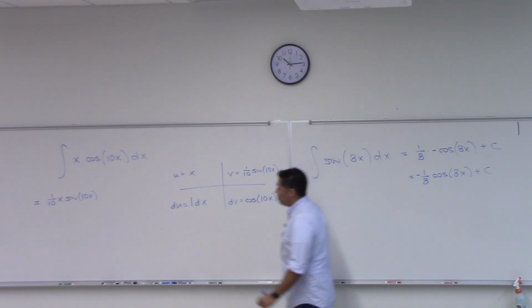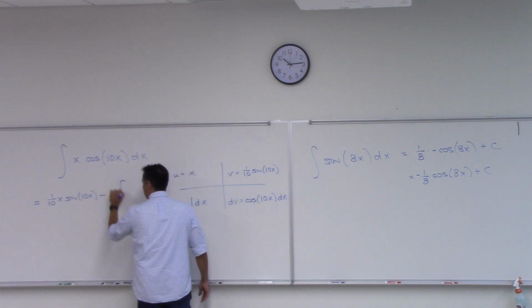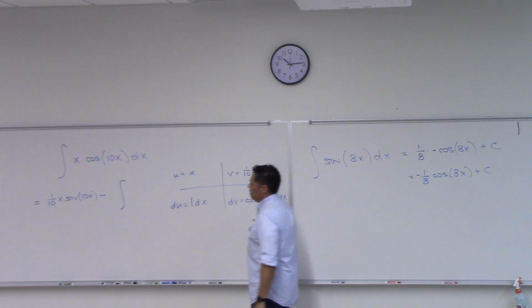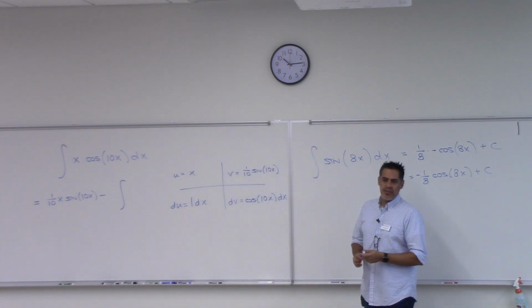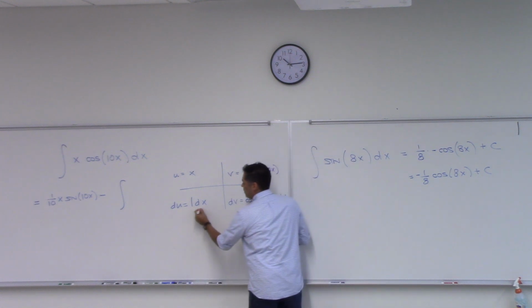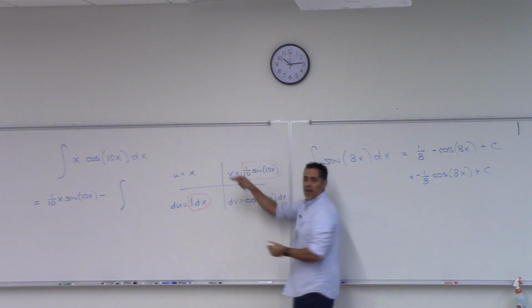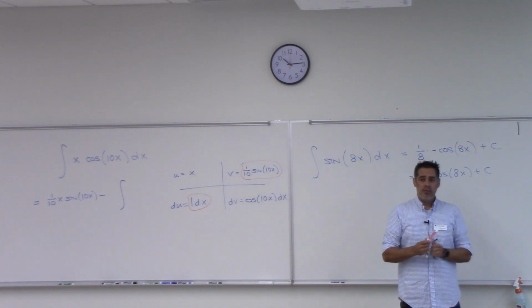And then minus the integral, I'm going to put a space in front, minus the integral of voodoo, right? So voodoo is going to be this thing times this thing. I'm going to multiply those two together, and that's going to become my new integral.